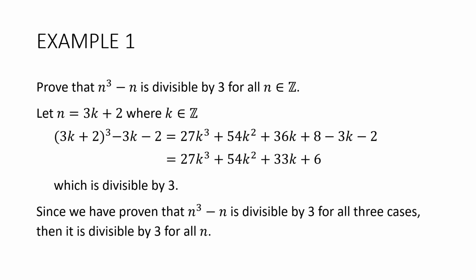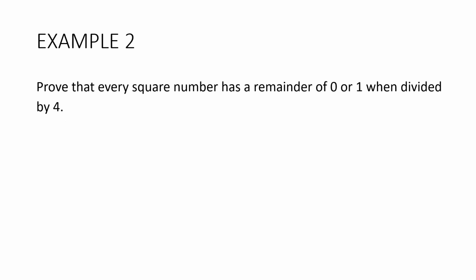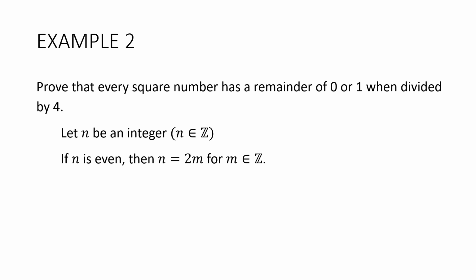Therefore, we have proven that n cubed take away n is divisible by 3 for all 3 cases, then it is divisible by 3 for all n. And here's example 2. Prove that every square number has a remainder of 0 or 1 when divided by 4. Start by defining an integer n, and we're going to consider 2 cases, that n is even and n is odd. So let's start with n being even.